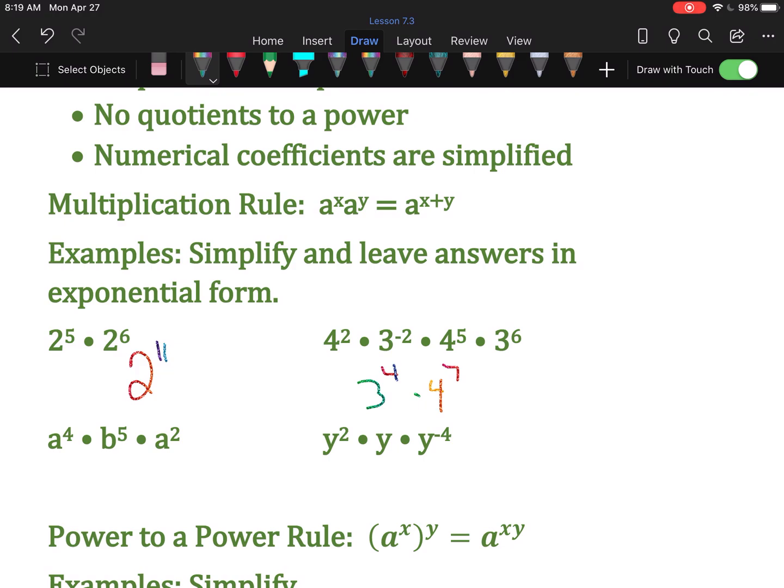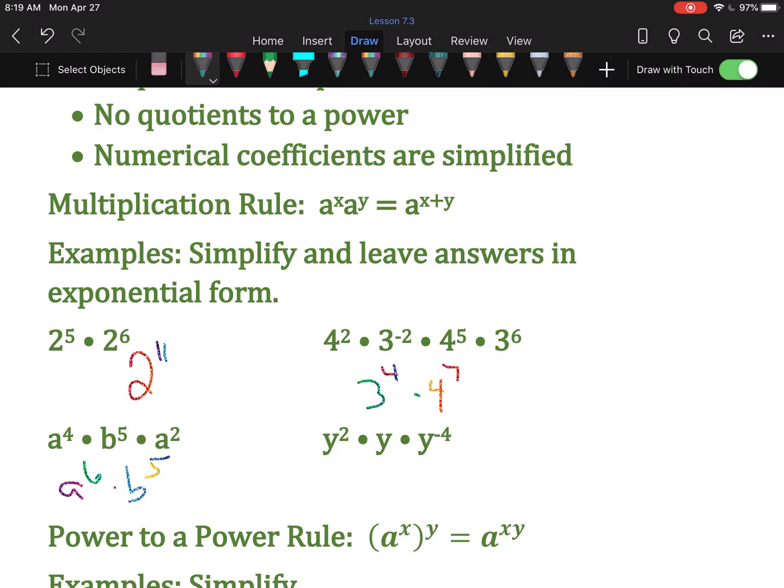In the next example, I've got an a to the 4th, a b to the 5th, and an a squared. I see two things that have a base of a, so they can be combined. One has an exponent of 4, the other an exponent of 2. 4 plus 2 is 6 when I put those together. And the b to the 5th doesn't have anything to combine with, so he just gets to ride along to the answer. And last, we have y squared times y to the negative fourth.